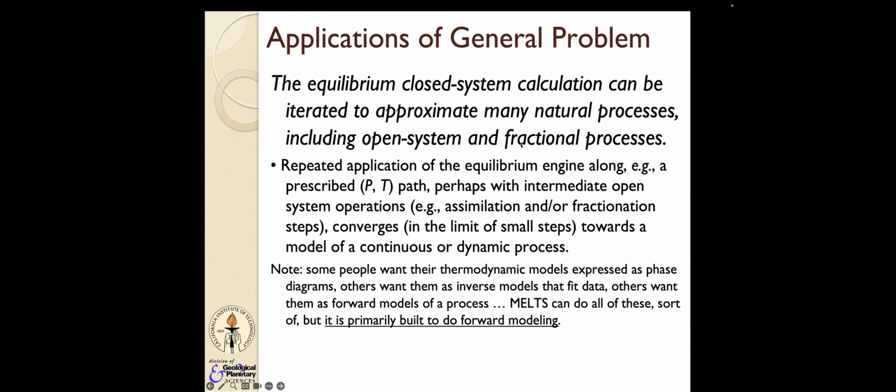It's stepwise, it's not actually perfectly fractional, it's in little 1-degree batches or whatever, but in the limit of small steps, that converges to an accurate description of a continuous process. So with a thermodynamic model like this that can calculate equilibria, there's a number of ways to use it. You can use it to compute phase diagrams, to show a map as a function of some number of independent variables of what the equilibrium assemblage is. And this is the way many people like to see their thermodynamic models, in the form of phase diagrams.